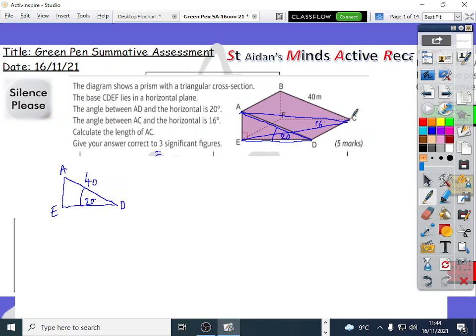So in order to find AC, I need to find what AE is, so I'm going to call that X. That's my first clue there. This is obviously a right angle triangle, and you can use SOHCAHTOA. This is the opposite, this is the hypotenuse. Those are the only two sides that you need. You don't need the adjacent, there's no information there. So O and H.